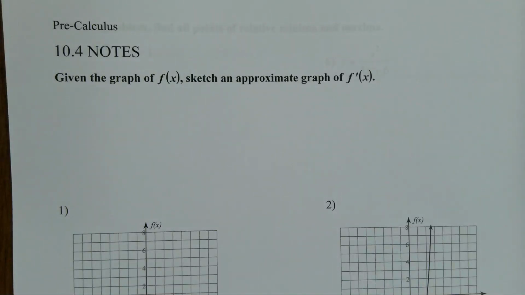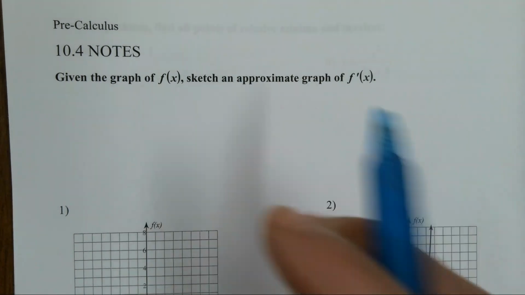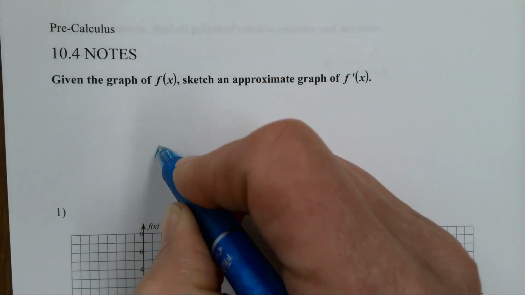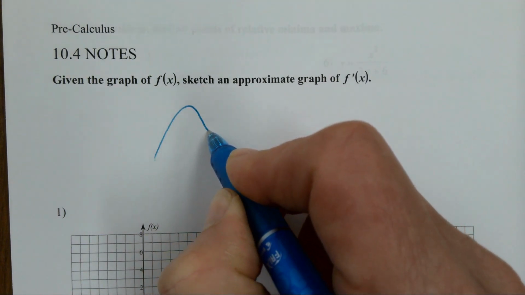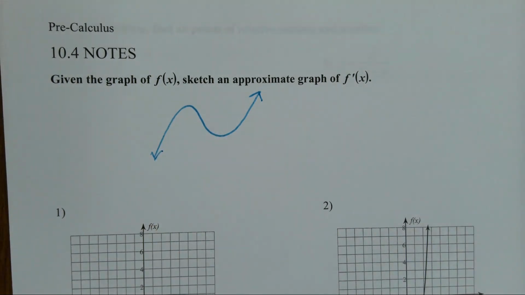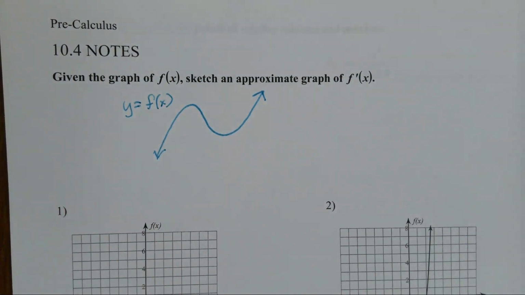So, sketching the graph to approximate a derivative. It is all about thinking about or approximating what the slope looks like, okay? And so if I am looking at a graph, I'm just going to draw a graph of a cubed function. This is my function. In blue, I'm going to do that in blue.